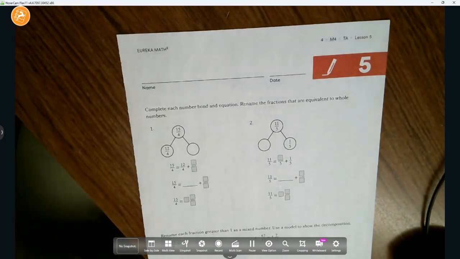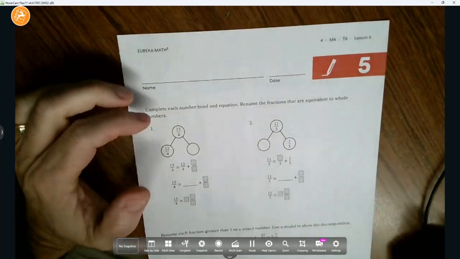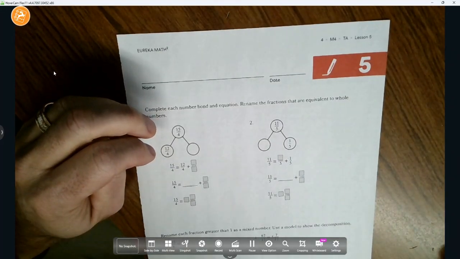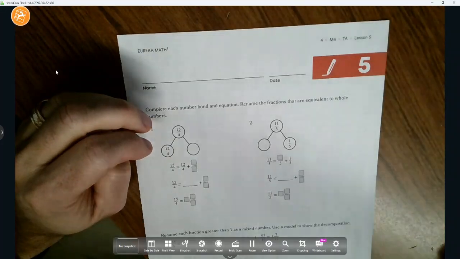We are back for the last one for me for this week. I do 5 a week for 4th grade. That's all we're doing this week. So let's wrap up number 5 so we can be done with it.